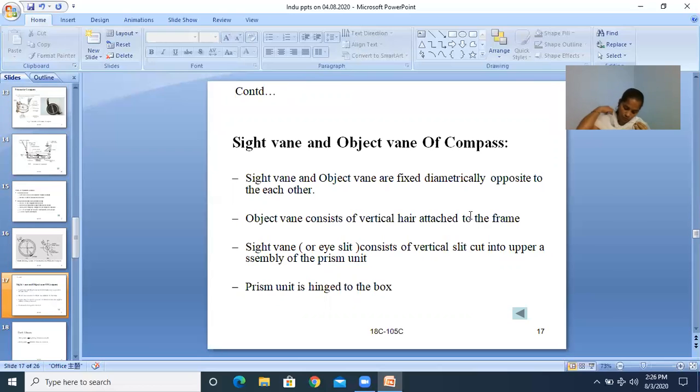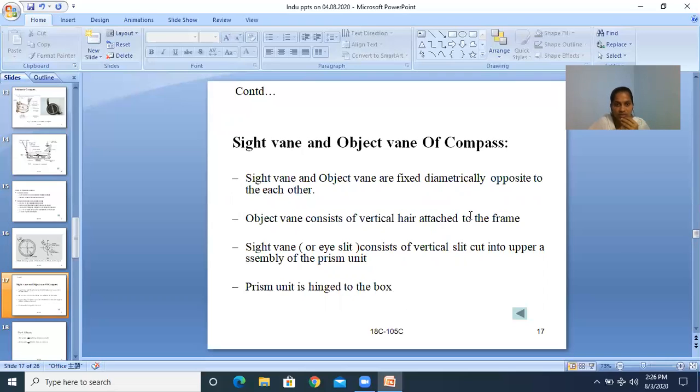And the function of the magnetic needle and graduated ring: the magnetic needle facilitates measuring bearings of survey lines with reference to the magnetic north. And the function of the graduated ring is that we can take the bearings on it, or we can measure the bearings of a line up to half degree accurately. Half degree means the least count of the compass survey.